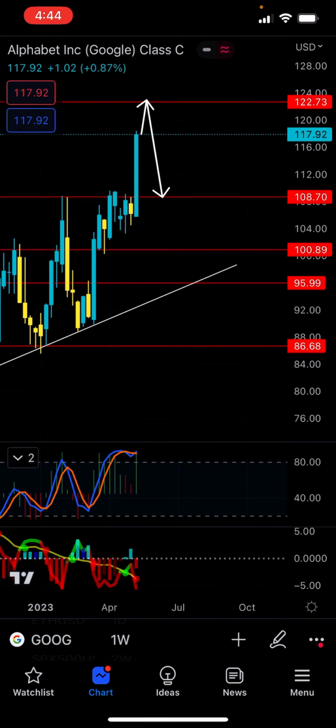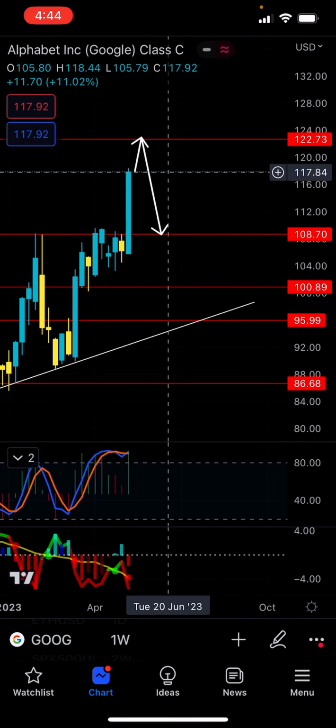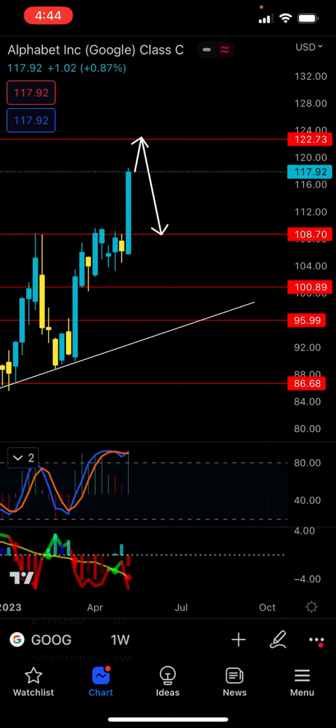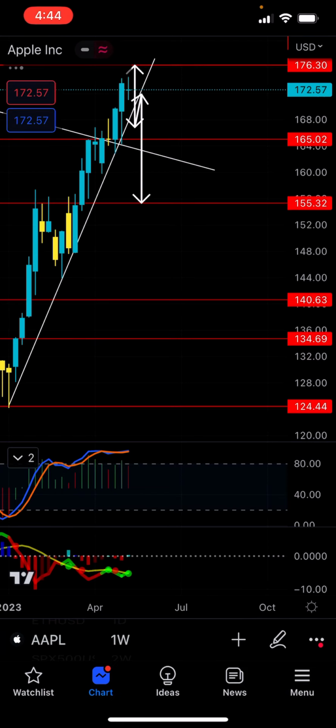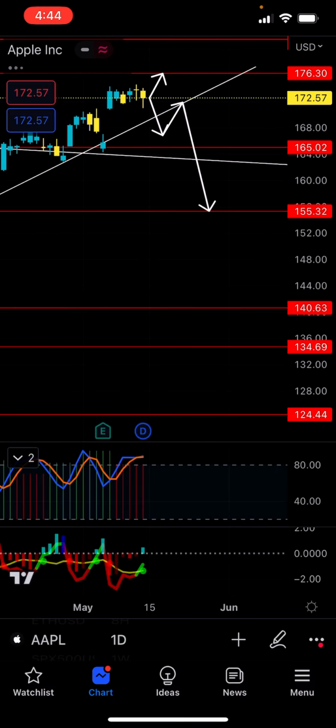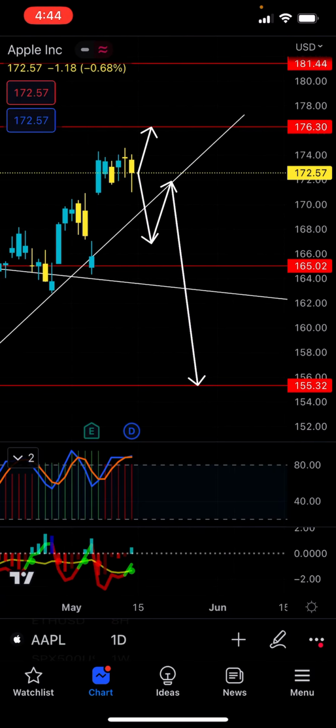Google is on a completely different level. I think Google's actually going to keep going to 122 and then drop, but I think the news on the AI stuff really helped them out like crazy. So Google did a fantastic job, I guess, on their presentation. But again, this is what I think is going to happen at Apple.